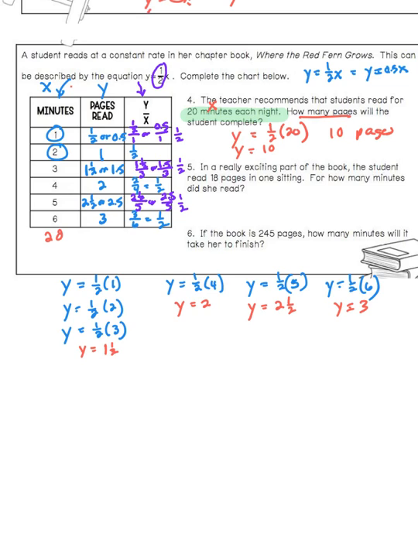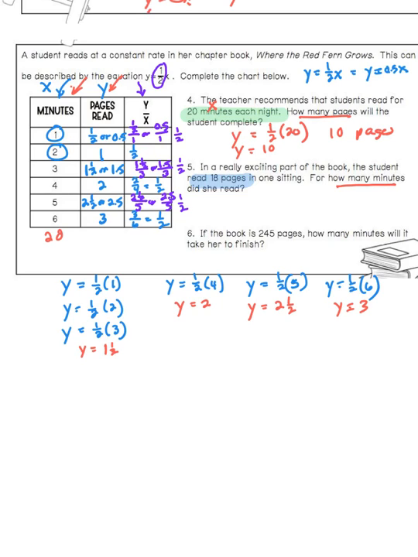The next question. In a really exciting part of the book, the student read 18 pages in one sitting. For how many minutes did she read? So once again, let's decide what we know. We know that the student read 18 pages. And what we're trying to find out is for how many minutes the student read. So pages is the y value and minutes is the x value, and that's really helpful in a table.